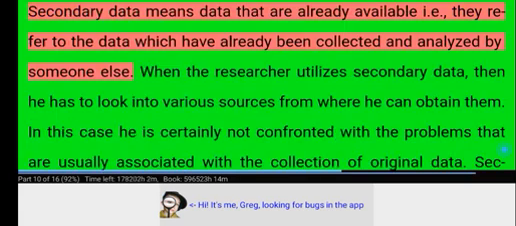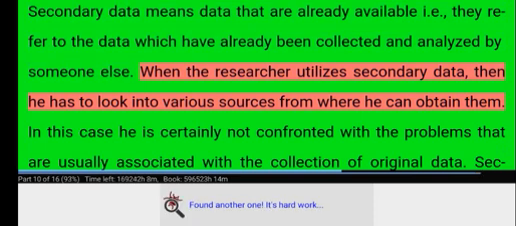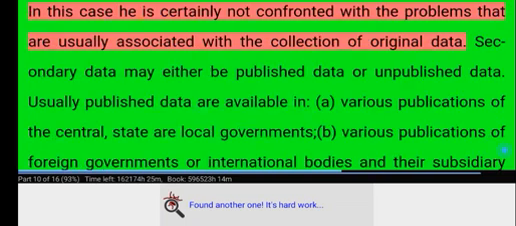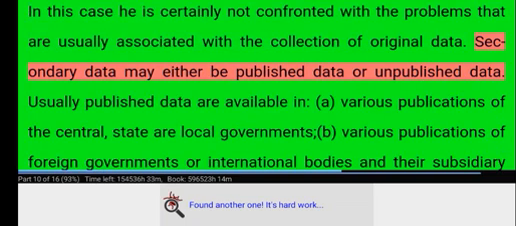Collection of secondary data. Secondary data means data that are already available, i.e., they refer to the data which have already been collected and analyzed by someone else. When the researcher utilizes secondary data, then he has to look into various sources from where he can obtain them. In this case, he is certainly not confronted with the problems that are usually associated with the collection of original data. Secondary data may either be published data or unpublished data.